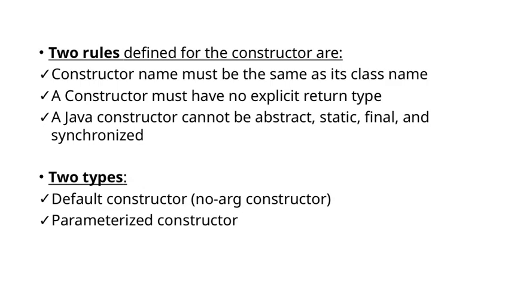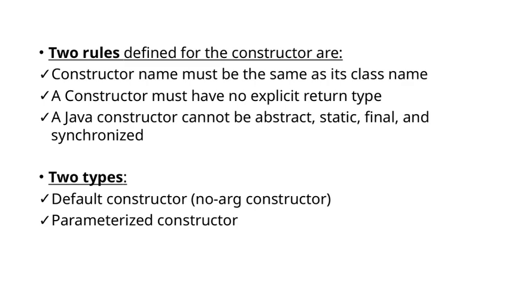Let's talk about the rules for defining constructors in Java. First, the constructor name must exactly match the name of its class. This is important because it helps Java identify it as a constructor, not a regular method. Second, a constructor must not have an explicit return type. Unlike other methods, constructors don't specify a return type at all.